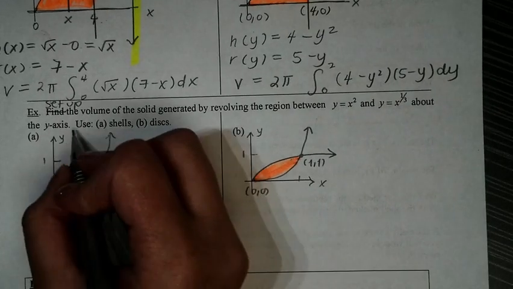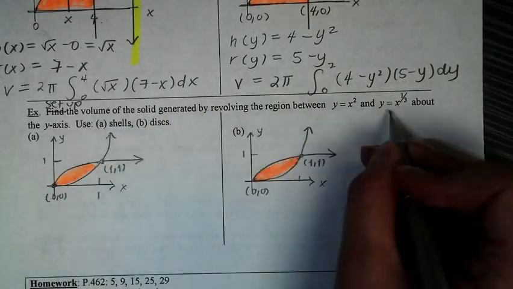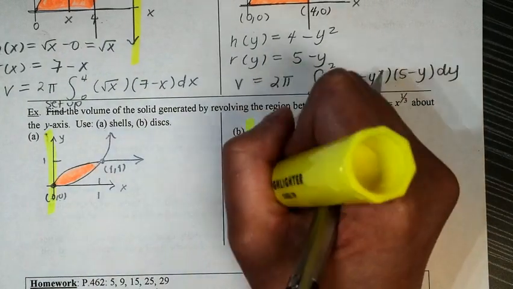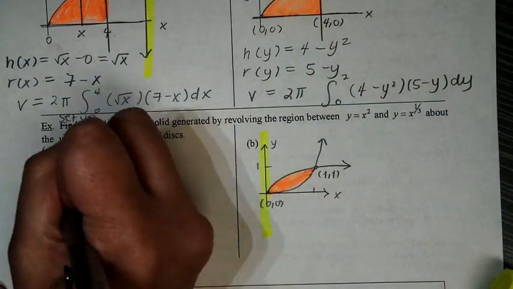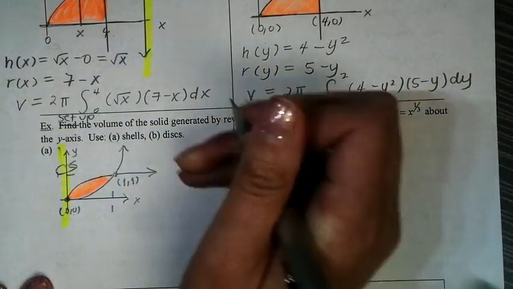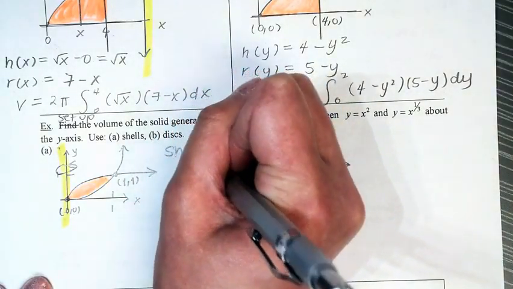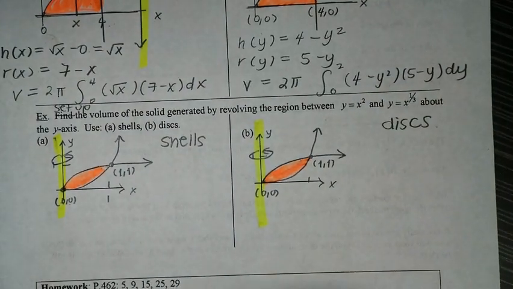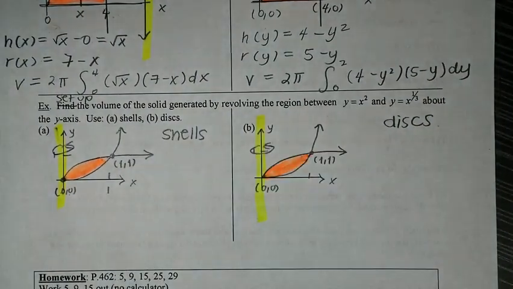Now, what happens here? Your axis of revolution is the y-axis for both. We have them here and here. That's your axis of revolution. The difference here is I'm going to use shells for A and then discs for B. So let's start with shells.